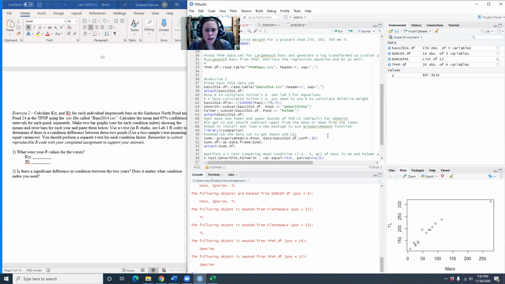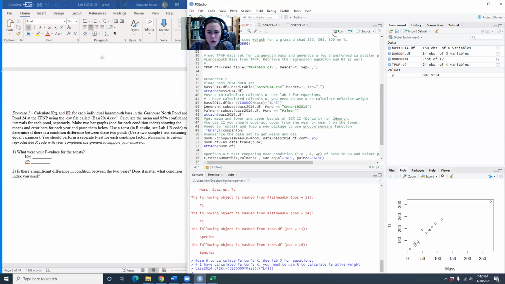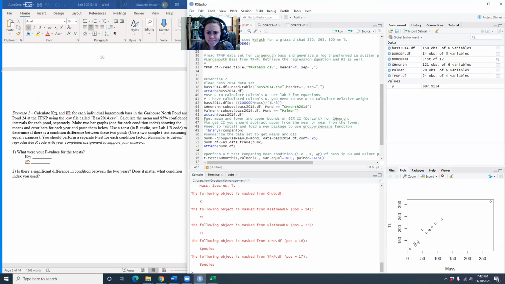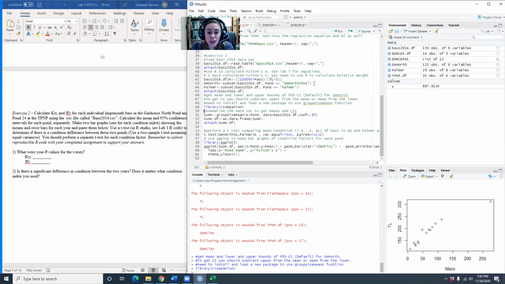All right, so let's go back to our R code and go into this BASS 2014 data set. So we read it in, attach, okay, use R to calculate Fulton's K. So I've calculated Fulton's K for you. You just need to use R to calculate relative weight. So there's calculating Fulton's K. Now we're going to subset things by the different ponds. So we're subsetting by Gashouse North and by Palmer. We're attaching it. Go ahead and get the lower and upper. You guys have confidence interval code from previous labs.